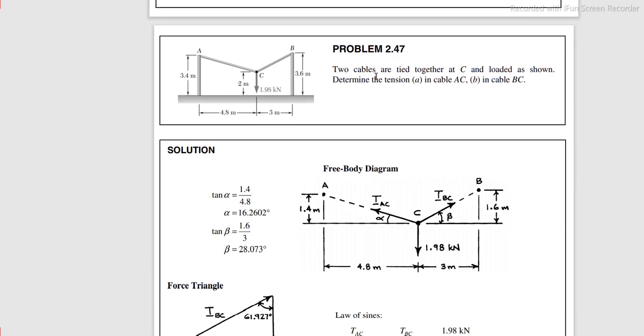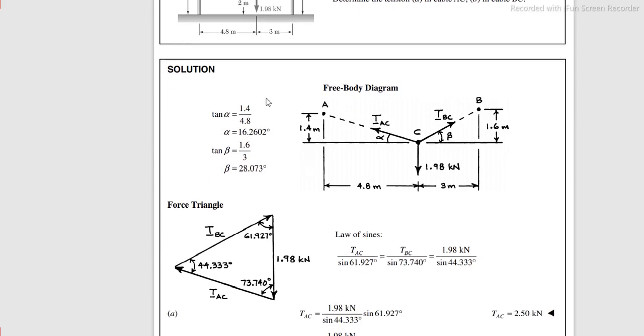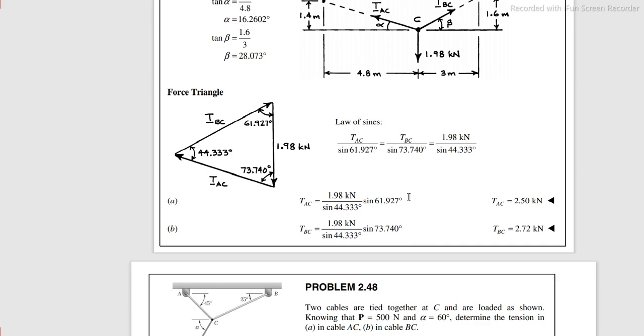Problem 2.47. The cables are tied together at C and loaded as shown. Determine the tension in cable AC and in cable BC. This is the free body diagram and force triangle. Similarly, using the sines law, the tension will be measured very easily.